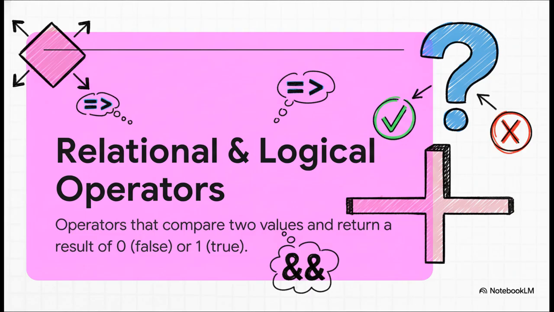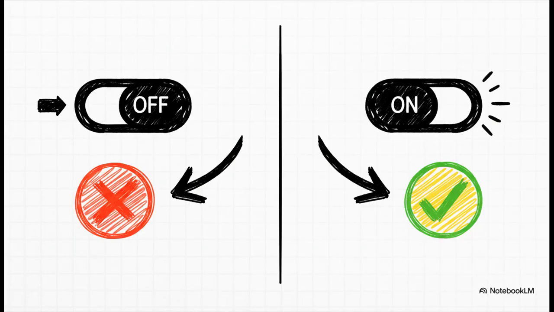True or false? Now here's the crucial part. This is how C understands the answers to those questions. It is beautifully simple. If the answer to a question is false, C just sees the number 0. And if the answer is true, it sees a 1. Or actually, any number that isn't 0 works. That's it. That one simple rule is the key to everything else we're about to talk about.